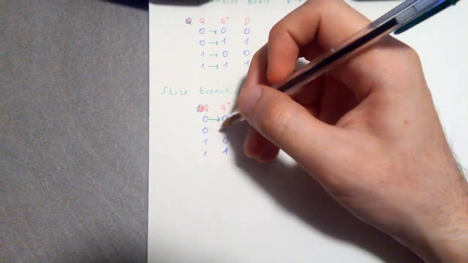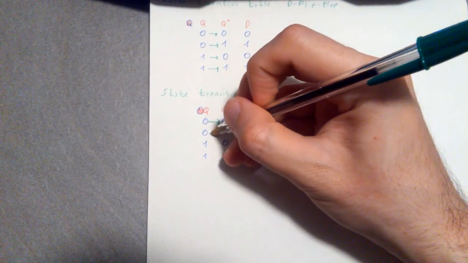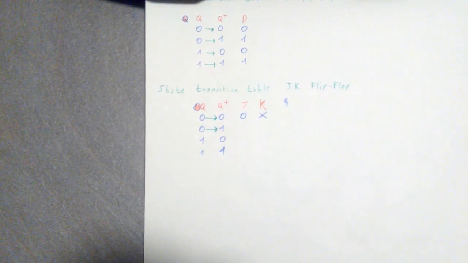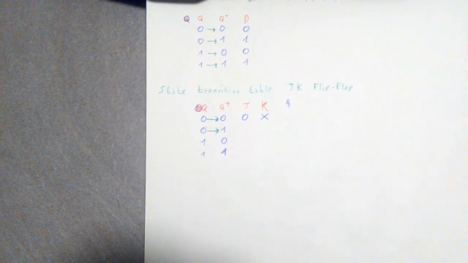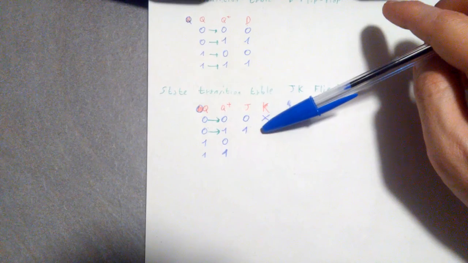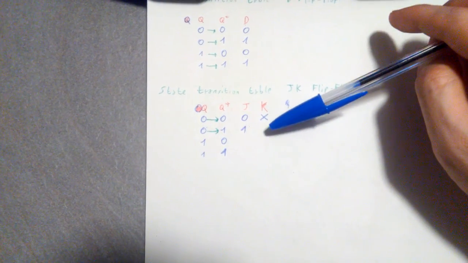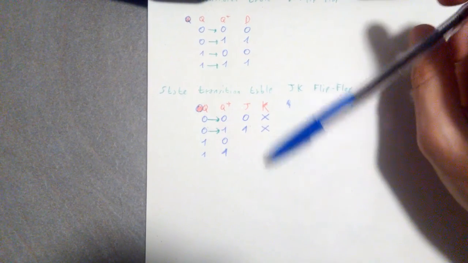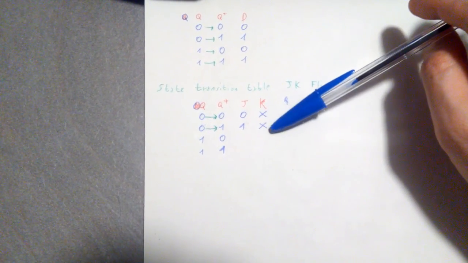Basically, it's the same. So if we have 0 and we want to go to 1, if we are at state 0, we're going to go to 1 as an output. Then what do we do? Well, we definitely want to have J, our set, to 1. And again, it doesn't really matter what we put for K, our reset. So we can basically say, okay, it doesn't matter, it's a don't care.